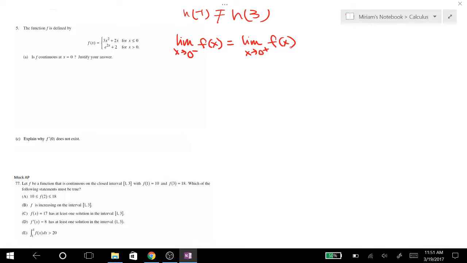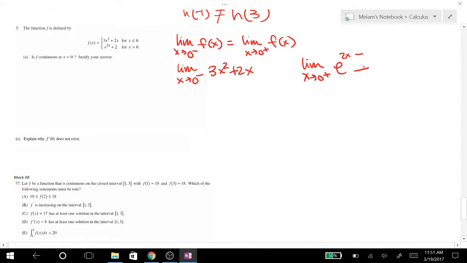Okay, so let's see. I'm going to plug in the limit as x approaches 0 from the left of 3x squared plus 2x. Is it equal to the limit as x approaches 0 from the right of e to the 2x, oh, plus 2?